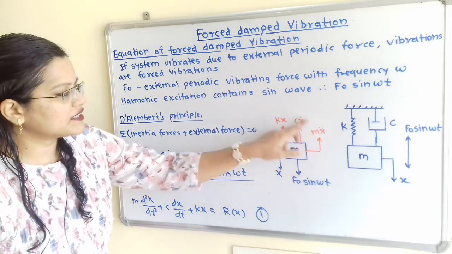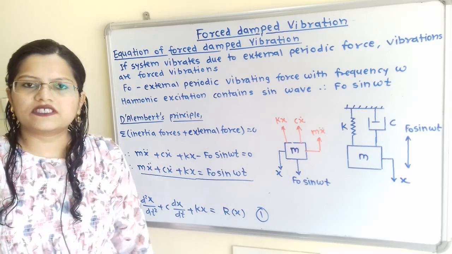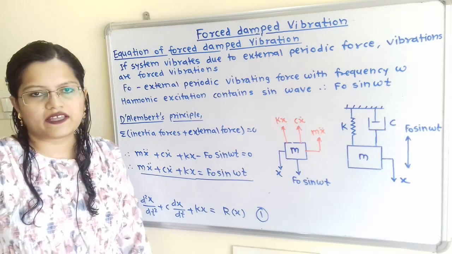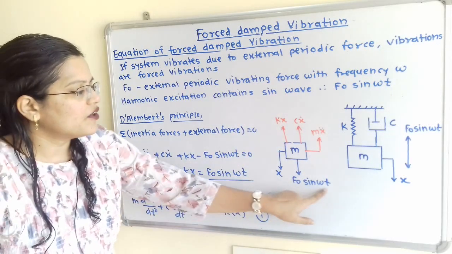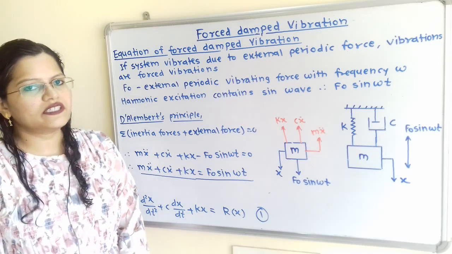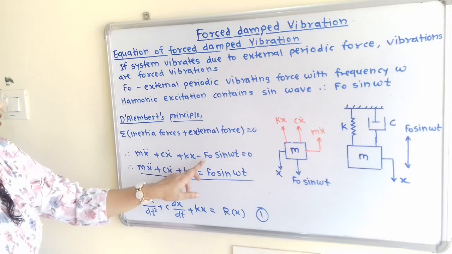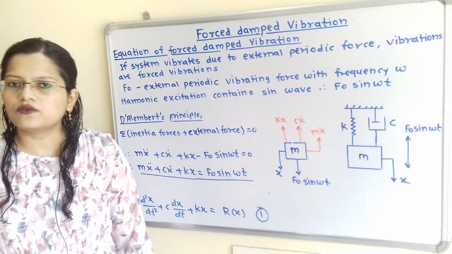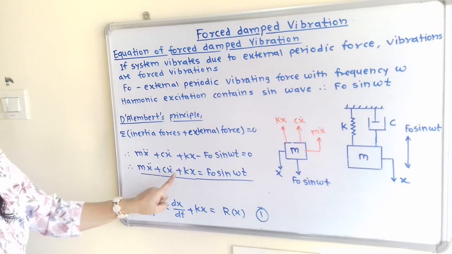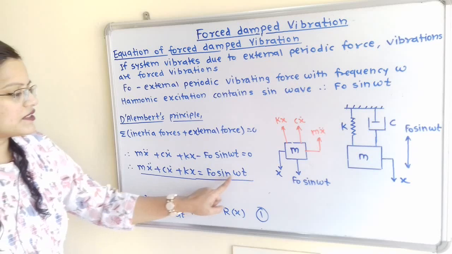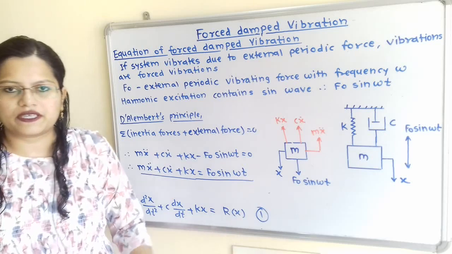Now the inertia forces are in the upward direction and the external force is in the opposite direction, that is downward. So if we give the upward direction a positive sign, then for the downward direction we have to give the negative sign. So we will write mx double dot plus cx dot plus kx minus Fo sin omega t is equal to 0. If we simplify this, we get mx double dot plus cx dot plus kx is equal to Fo sin omega t. And this is the governing equation of force damped vibration.